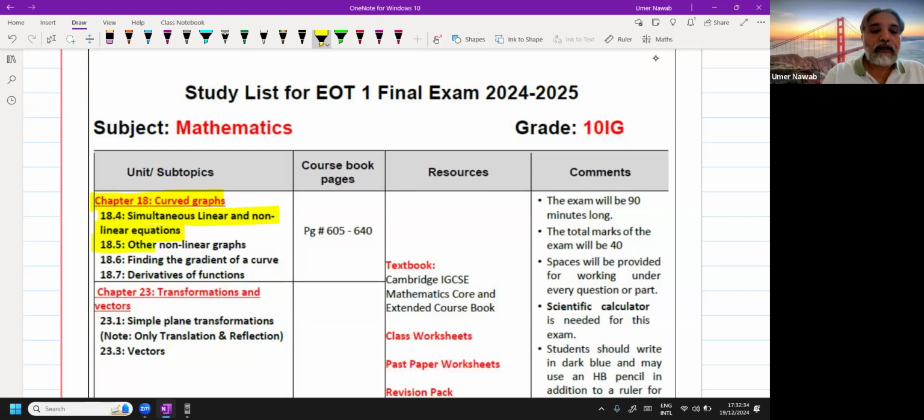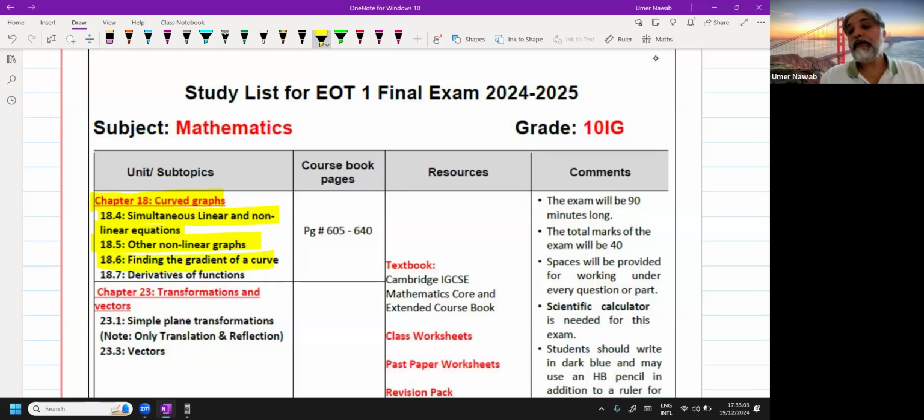Next question is other nonlinear graphs. Yes, it is related to some graphs we have, cubic graphs, and sketching basically is the most important thing for me to test you, because in term one, we did discuss graphing of nonlinear functions, but this time I'm going to focus on the sketching technique.